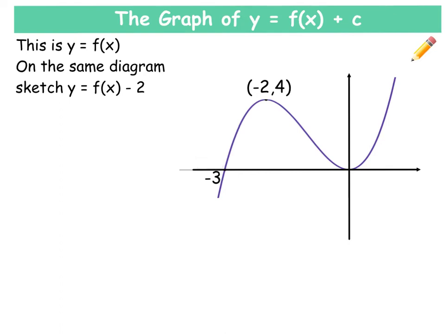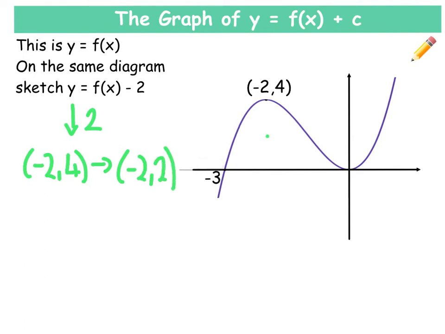Okay, so let's go on to the real deal now. I've not told you what the equation of this graph is. It really doesn't matter. It's a cubic function and it's been called f of x. They want you to sketch the graph of f of x minus 2. So this means we are going to move this graph down 2 places. So the coordinate minus 2, 4, if you move that down 2 places, it will still be at minus 2, but it will go down to 2.